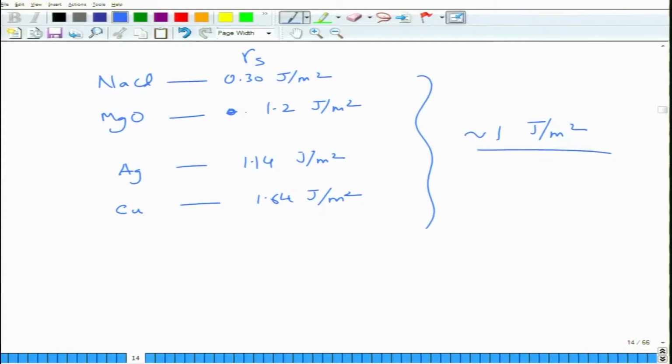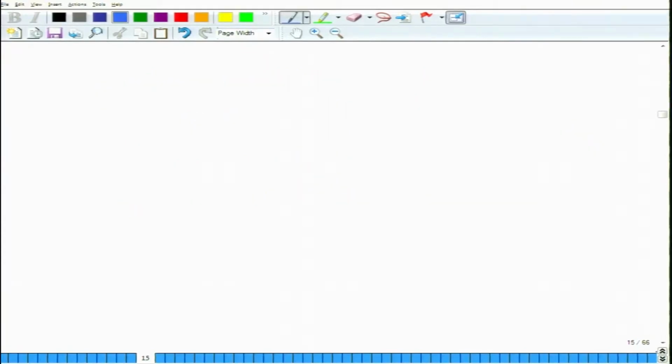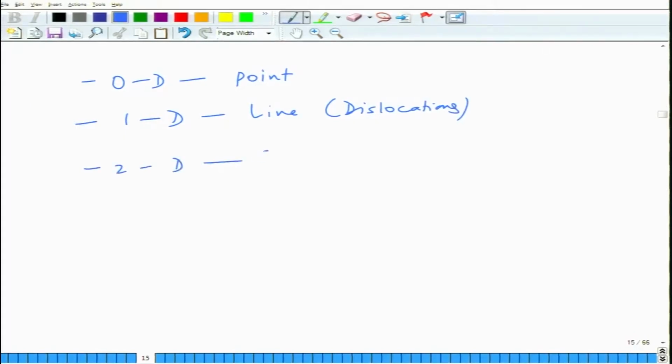So this is about the defects. What we have discussed so far is that you have 3 kinds of defects: 0D defects, which are called point defects, 1D defects, which are called line defects or dislocations, and 2D defects, which are basically surfaces and interfaces.